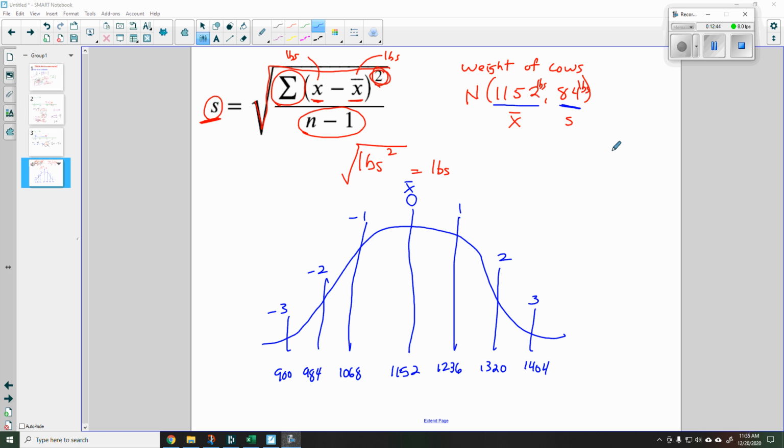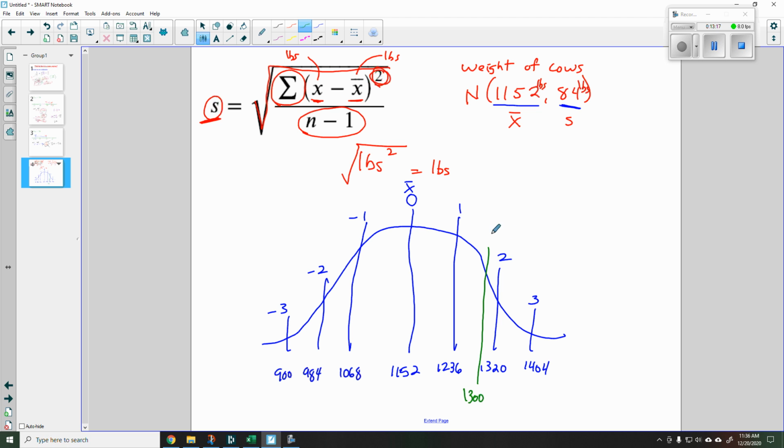So I've drawn my normal model here. I've drawn the diagram and I've put in the numbers. And let's say that I have a cow that weighs 1,300 pounds. So that kind of goes right in about here, 1,300. Really, all I need to know is that it's between 1236 and 1320. So how many pounds away from the mean is that cow?